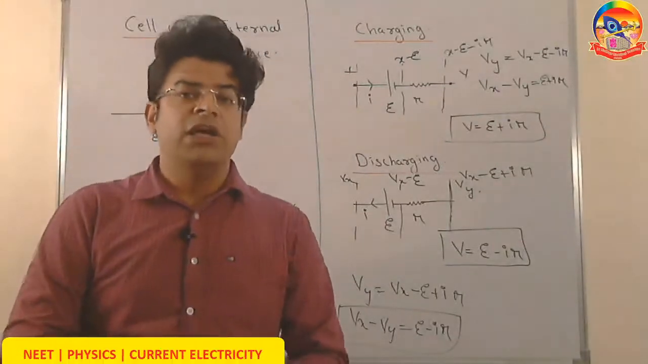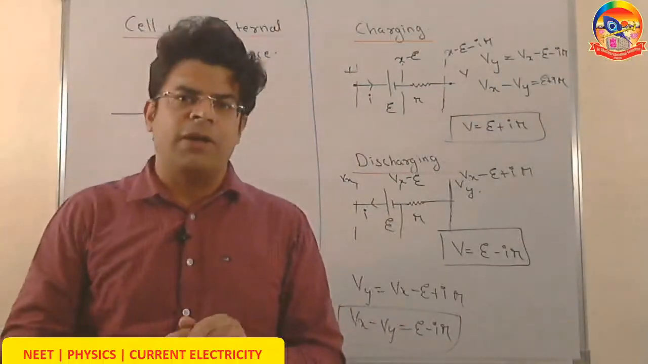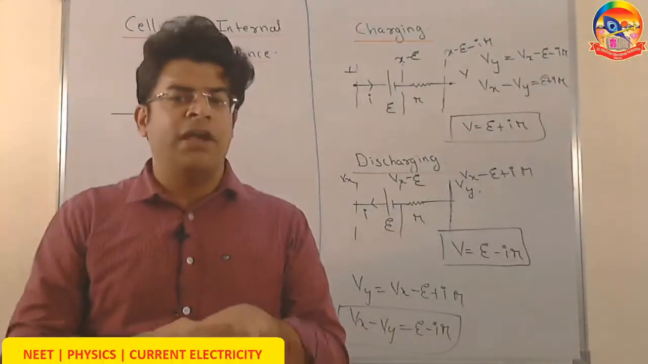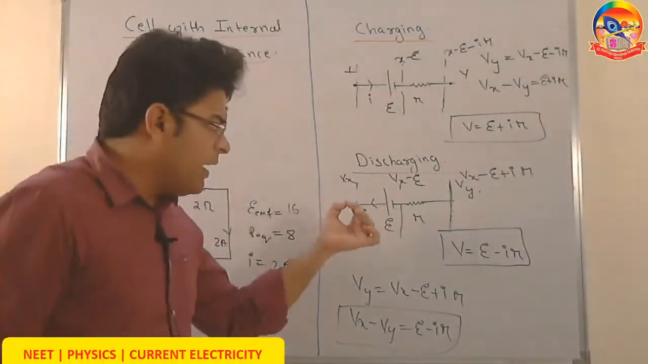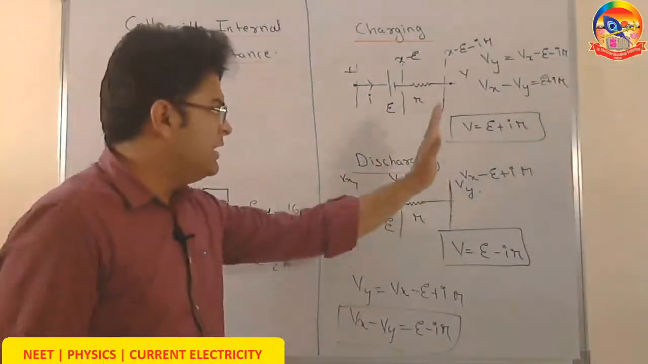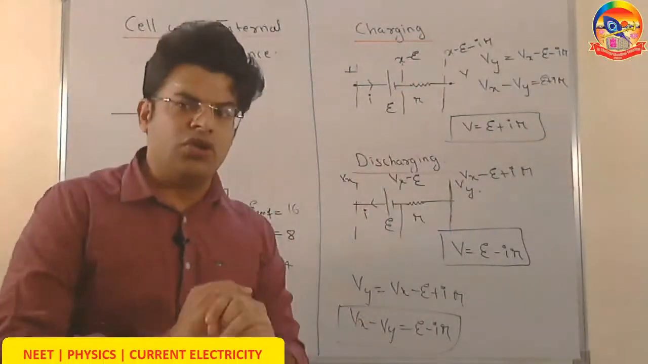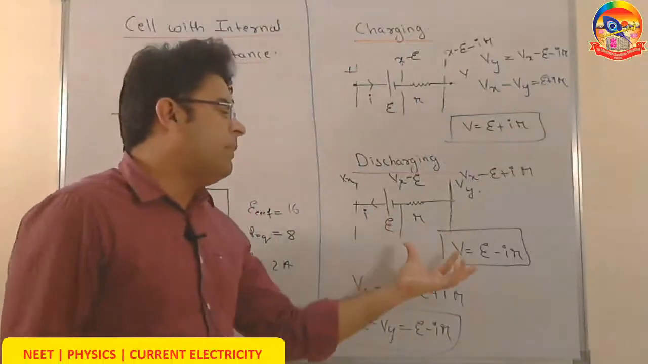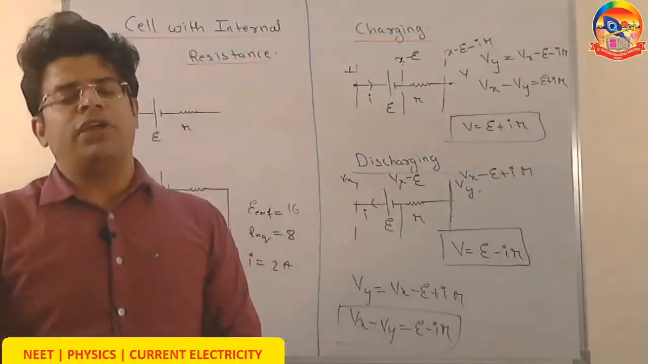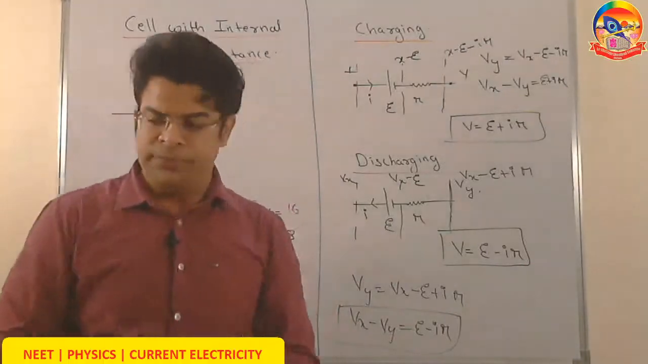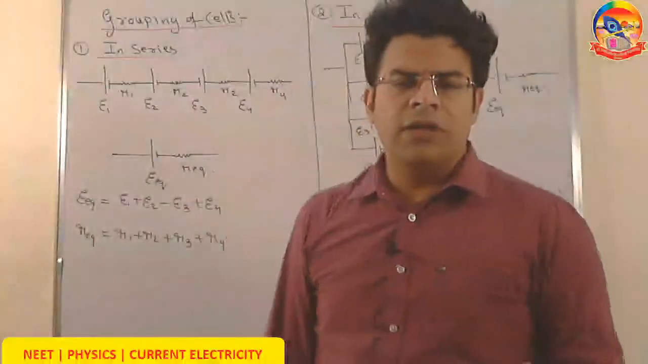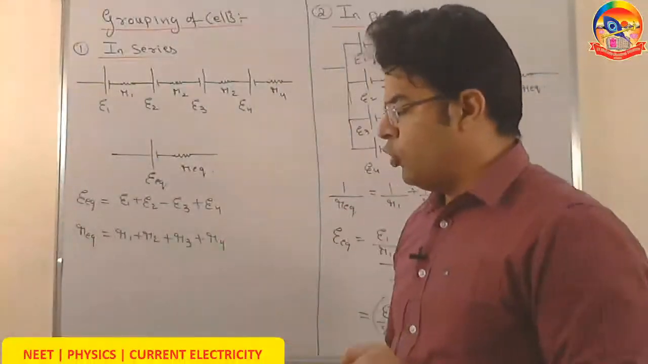So in case of a charging cell, the potential drop across terminal is more than EMF and is equal to E plus IR. In case of discharging cell, the potential drop across terminal is less than EMF and equal to E minus IR. In case of no current flowing through the cell, neither getting charged nor getting discharged, the potential drop across the cell is EMF. So the potential drop across the cell is equal to its EMF when no current flows through it. Now let's learn series and parallel grouping of cells.